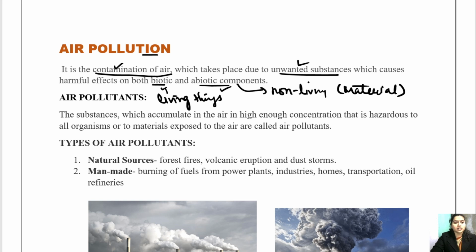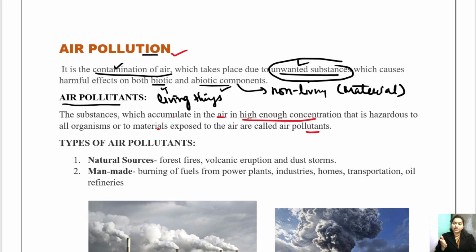Now, what are air pollutants? These unwanted substances that we are talking about here, which cause pollution, are called pollutants. The substances which accumulate in air in high enough concentration to be hazardous to all organisms or to materials exposed to the air are called air pollutants. Getting it? So, air pollutants are the substances which cause harm to living and non-living things.